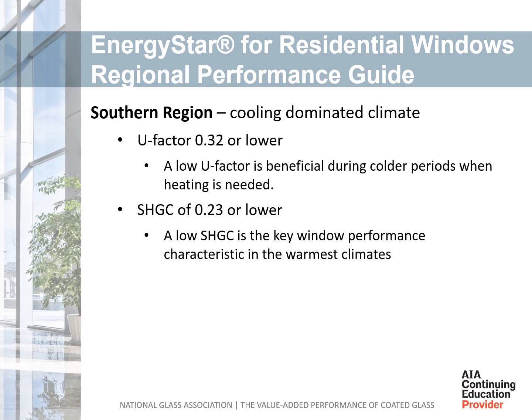The southern region is dominated by cooling energy use. U-factor is not dominant with a requirement of 0.32 or lower. Rather, a low solar heat gain coefficient is required at 0.23 or less. Low solar heat gain coefficients may mean sacrificing visible light transmission. However, lower levels of light transmission to reduce glare in a building may be desirable.